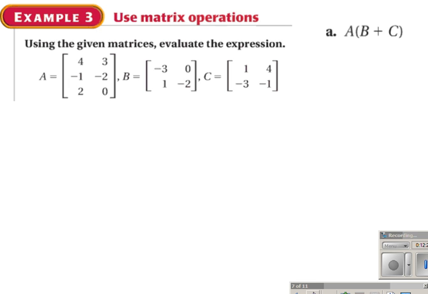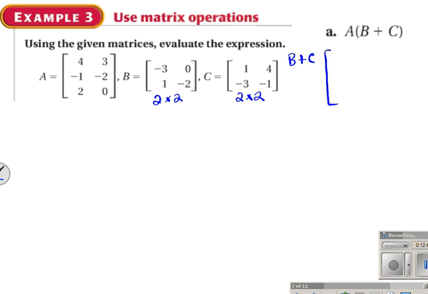So first we have to determine, can we even do that? Now remember, with adding and subtracting, the requirement is that the matrices be the same size. So B is a 2 by 2, C is a 2 by 2. Yes, we can do that. So off to the side here, I'm going to write that B plus C.